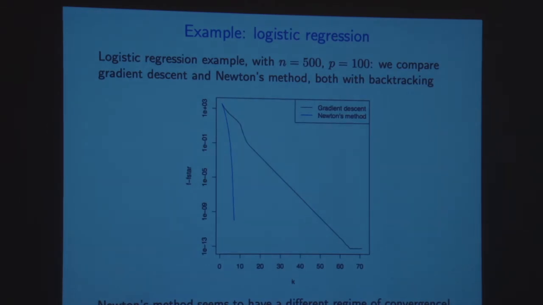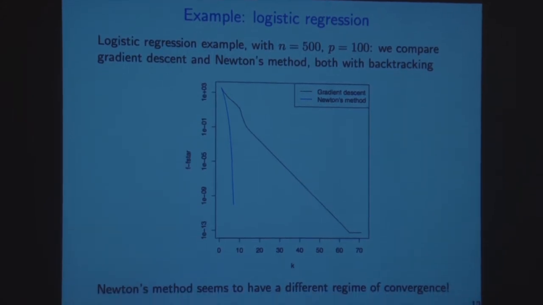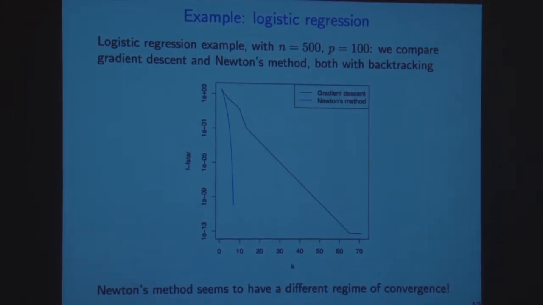So here's an example with logistic regression. I just wanted to point out that what we get from Newton's method and what we get from gradient descent have very different regimes of convergence. They exhibit very different behaviors. I took a moderate example, not big, with 500 observations and 100 predictor variables, and I tried to solve logistic regression with this setup. This is not a quadratic, right? So neither method is going to be able to find this in closed form. I compared gradient descent and Newton's method, both with backtracking, and I tried to make it as favorable as possible for both methods.